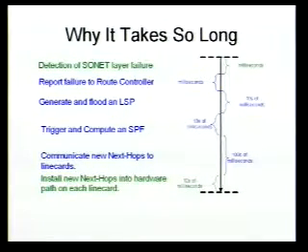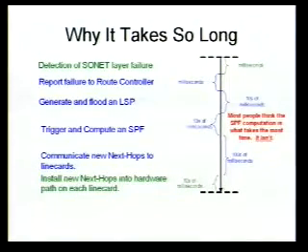Quickly, at an abstract level, we've got detection time, which is on the order of milliseconds. Reporting the failure up to the route controller, say from a Sonnet driver or whatever the case might be, is in single milliseconds inside a router. Generating and flooding an LSP or LSA is, say, tens of milliseconds. Triggering and computing the SPF is tens of milliseconds. Communicating the new next hop to the line cards is hundreds of milliseconds, and installing those is the amount of time it takes to update those registers.